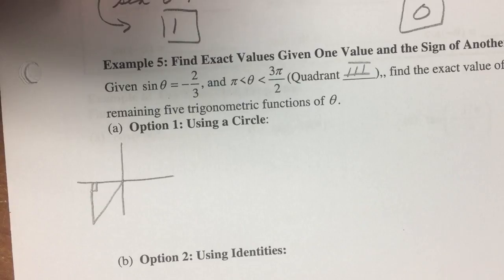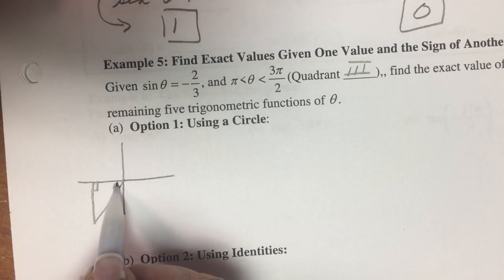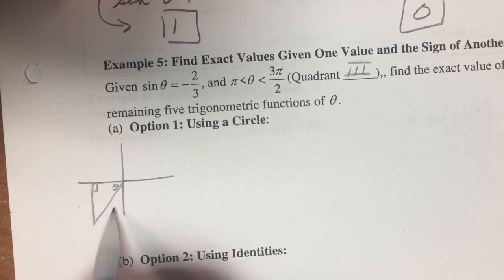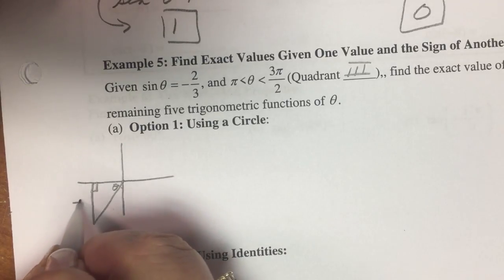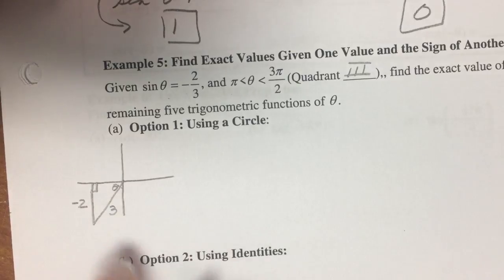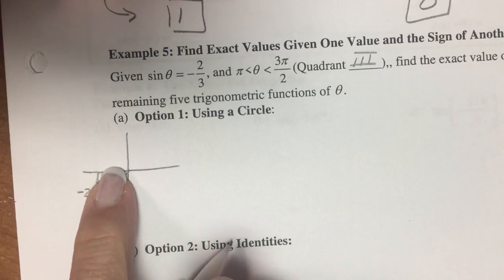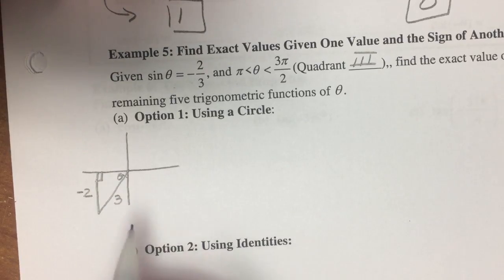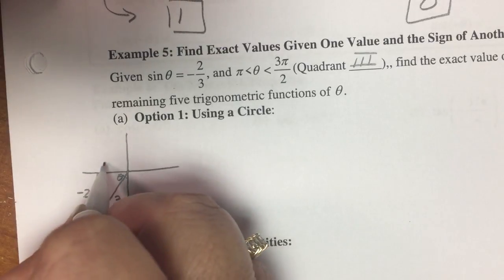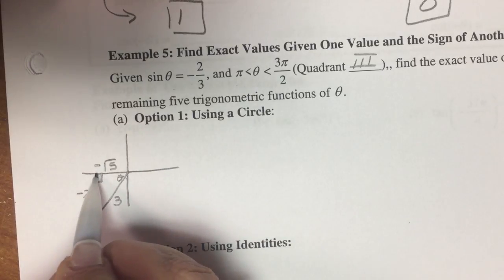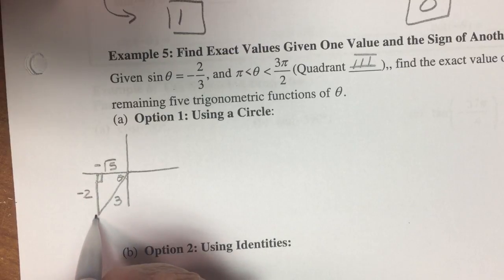Think of SOHCAHTOA. Sine of this angle, the angle is always attached to the origin, is opposite over hypotenuse. So that means that this is negative 2 and this is 3. You always put the hypotenuse as the positive one. How do I find this third side? Well, I'm going to use my Pythagorean theorem, and you're going to see that this is root 5. But of course, it's negative because in the third quadrant, I would go to the left negatively as well as down negatively.